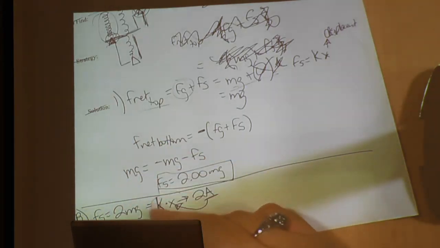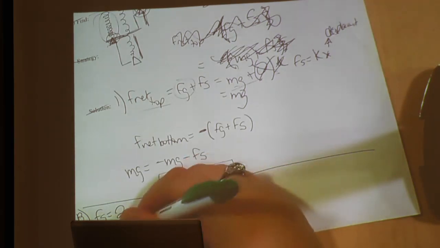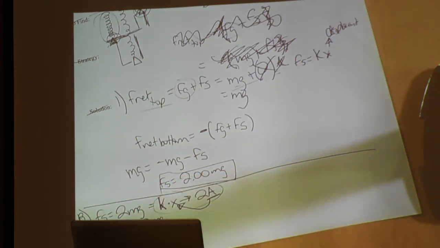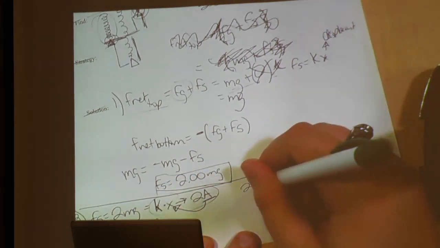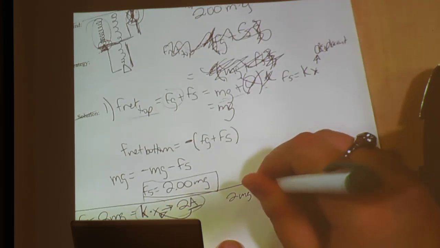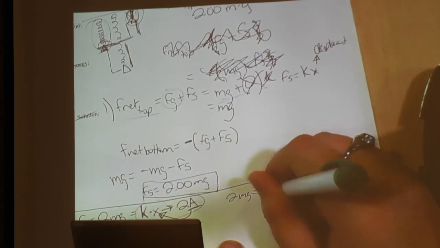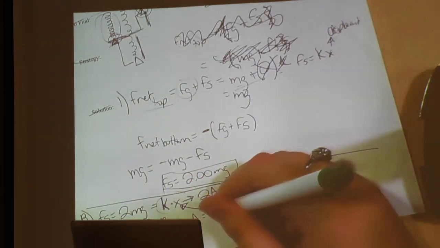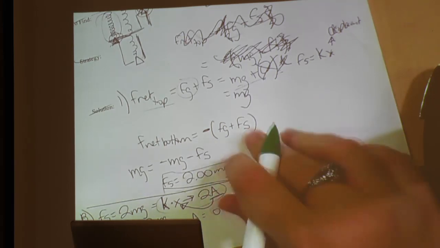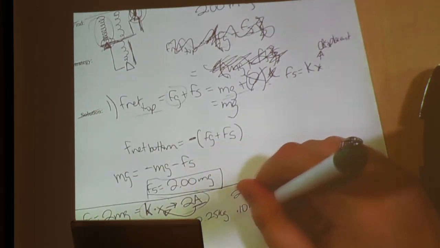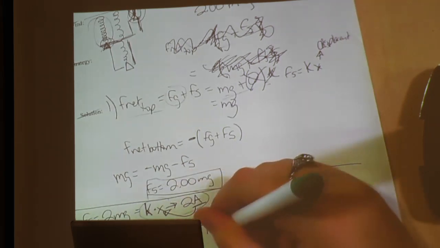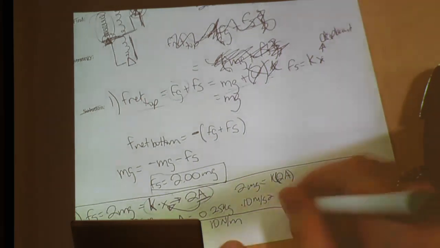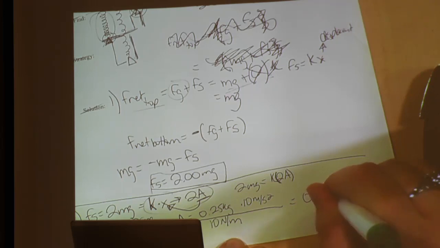So you rewrite this equation here, and you'll get A is equal to 2mg over 2k. So you're basically doing 2mg is equal to k times 2A, and then you rewrite it to get this, and then you plug in. So A is equal to 0.25 kilograms times 10 meters per second squared, all over 10 newtons per meter. We canceled out the 2's because there was one on both sides, and you get that the amplitude is 0.25 meters.